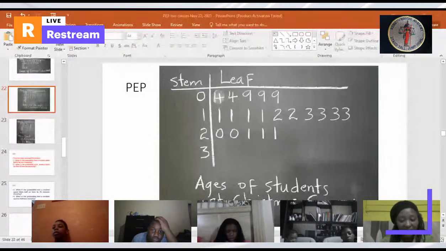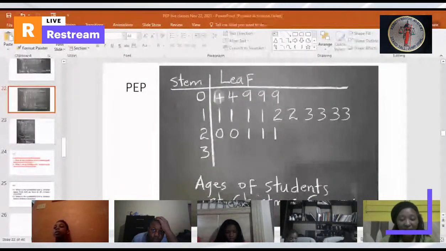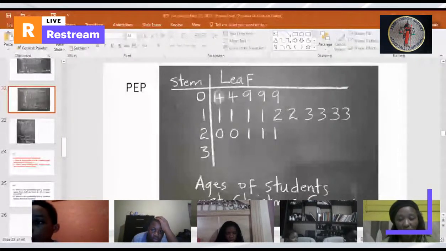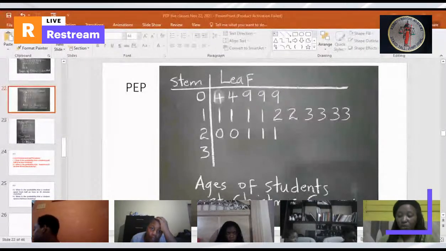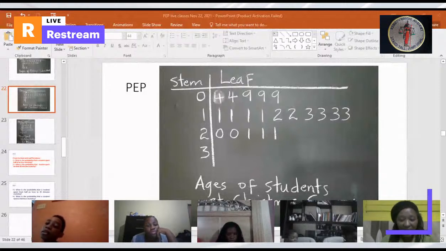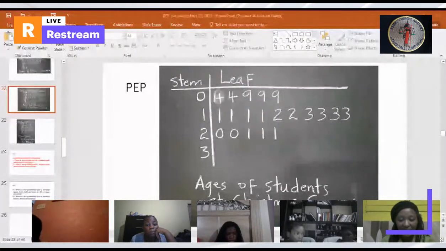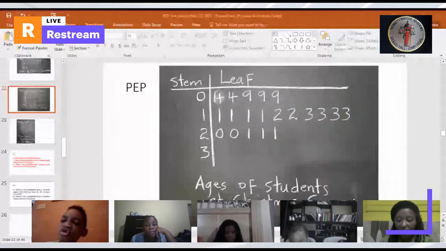And since there are 20 students, to find the mean we divide the sum by the number of students. So it will be 258 divided by 20, and that gives us 12 and 18 over 20, or 12 and 9 over 10, 12.9. That is the mean or the average.